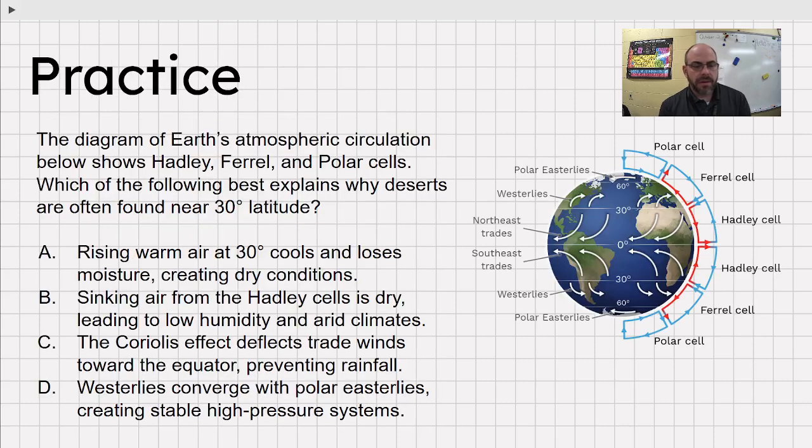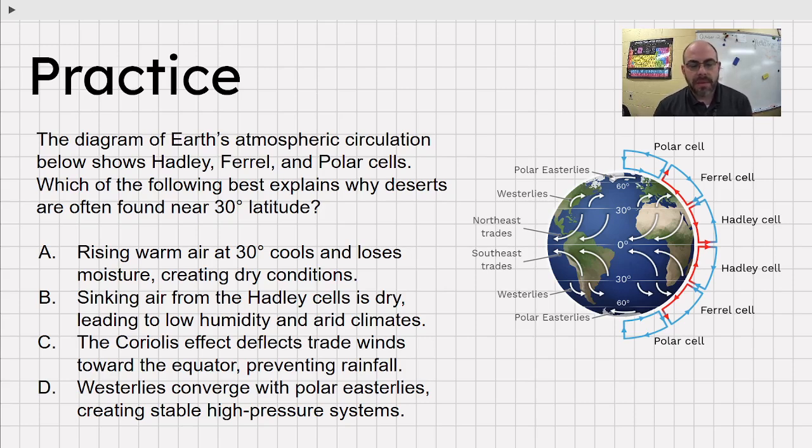We talked about the Sahara Desert, so I'm going to look at some practice problems here. The diagram of Earth's atmospheric circulation below shows Hadley, Ferrel, and polar cells. Which of the following best explains why deserts are often found around 30 degrees? So again, we talked about how there's no moisture left in the air that is being dumped down onto the desert areas around 30. And so you have this cool, dry air, but you still have a lot of sun. So lots of sun, no moisture equals desert.